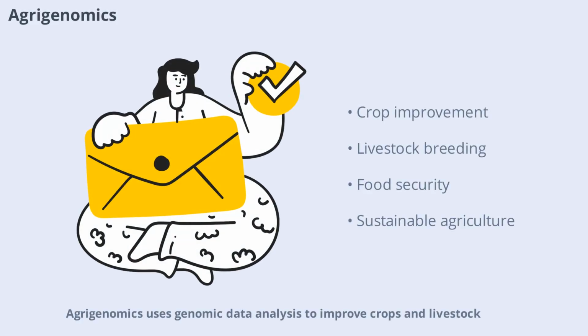Agrogenomics uses genomic data analysis to improve crops and livestock. By identifying beneficial genetic traits, scientists can breed plants and animals that are more productive, resilient, and nutritious. Genomic insights are helping to ensure food security and sustainable agriculture for the future.